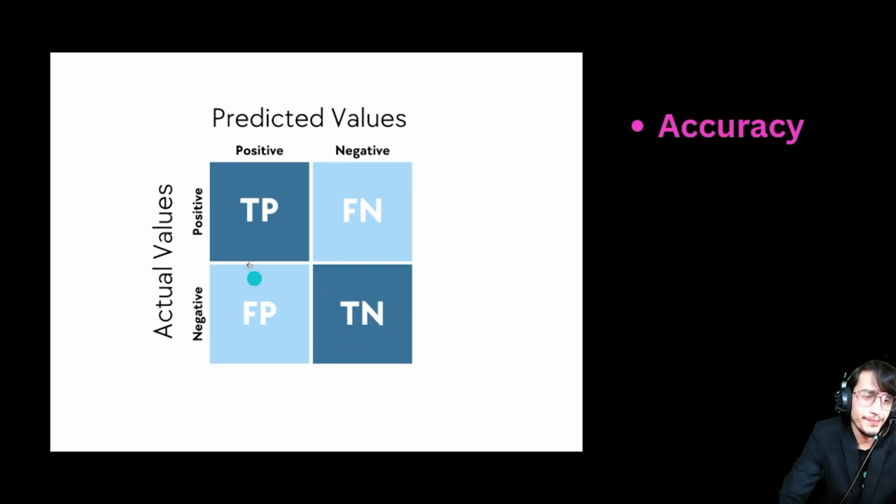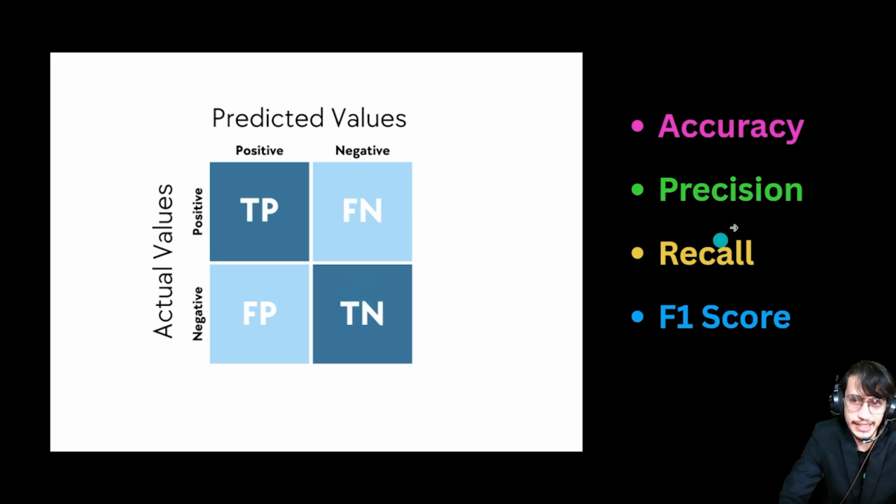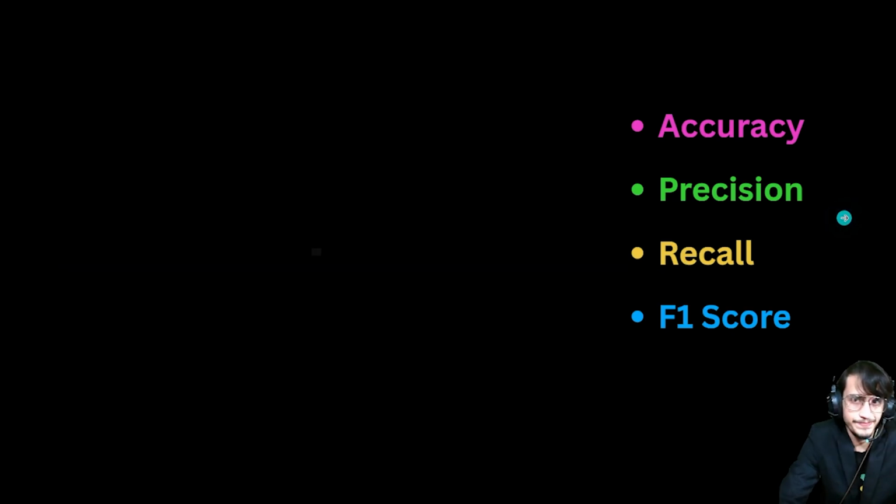Now by using these four terms, true positive, false positive, true negative and false negative, we derive four things: accuracy, precision, recall, and F1 score. Let's see what these are in detail.